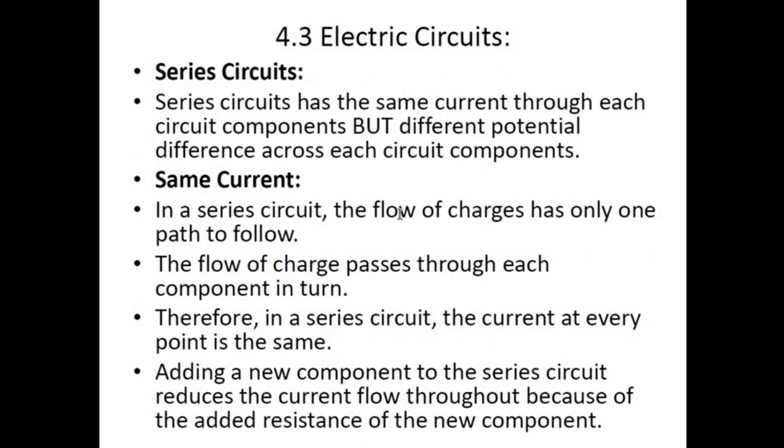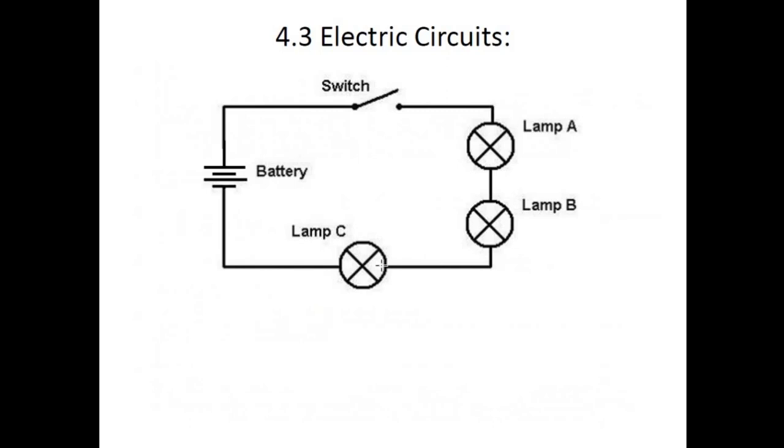A series circuit. A series circuit has the same current through each circuit component but different voltage across each one of them. Why different potential difference? Because every component takes some of the voltage for itself. In a series circuit, the flow of charges has only one path to follow. The flow of charge passes through each component in turn, means one by one. Therefore, in a series circuit, every component has the same current but different potential difference. Adding a new component reduces the current flow throughout because of the added resistance of the new component.